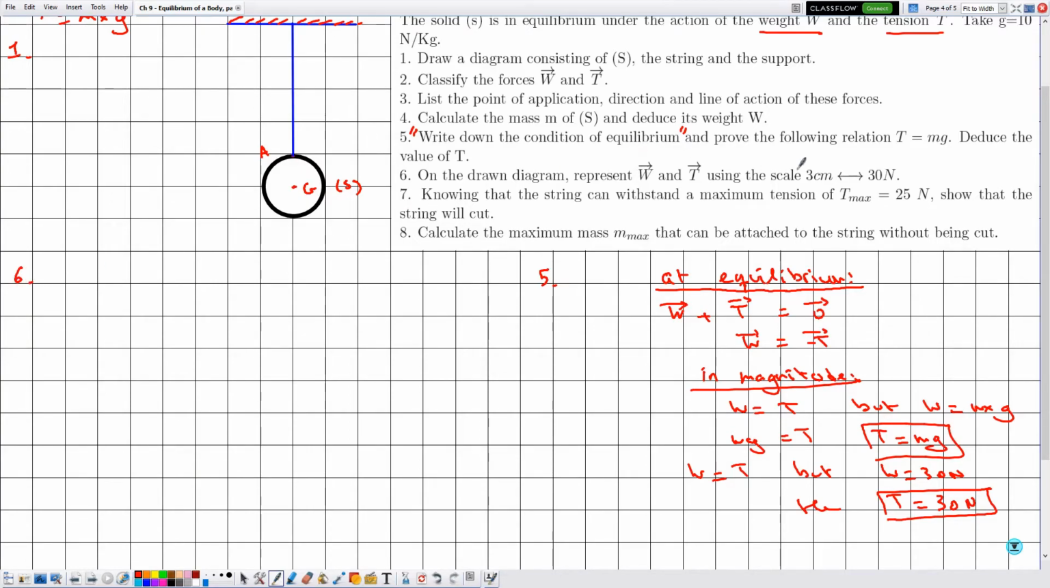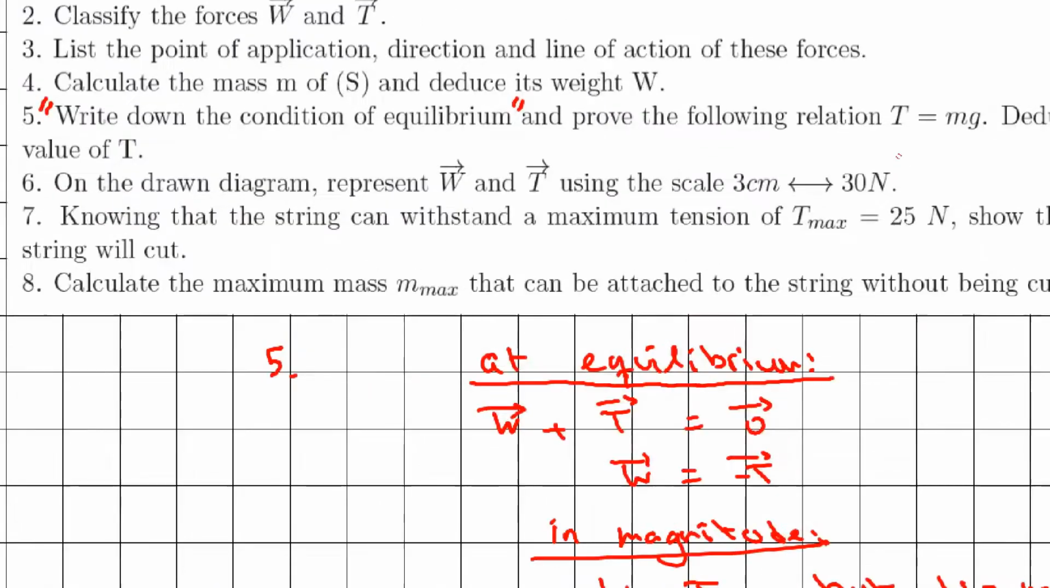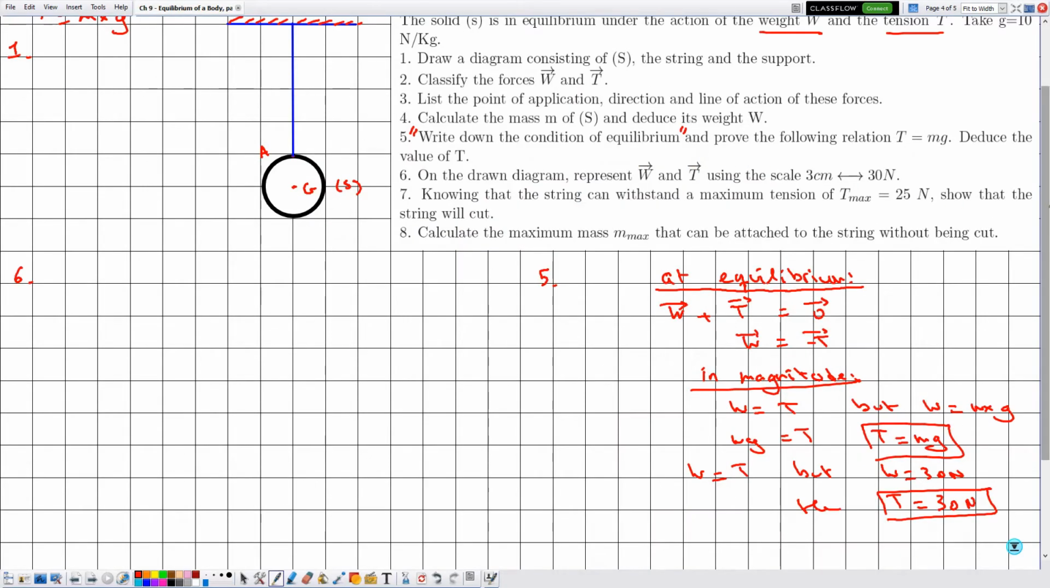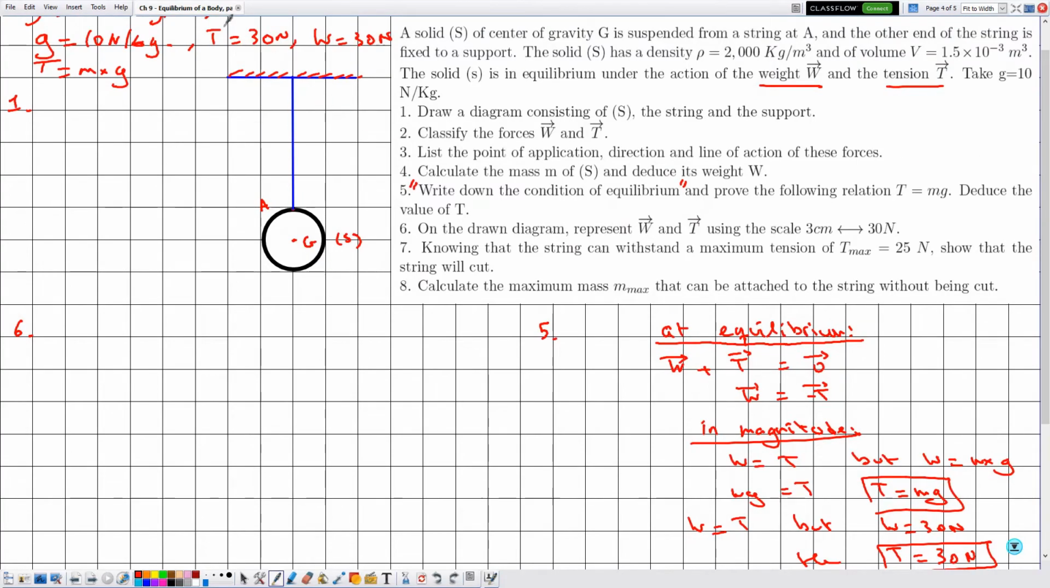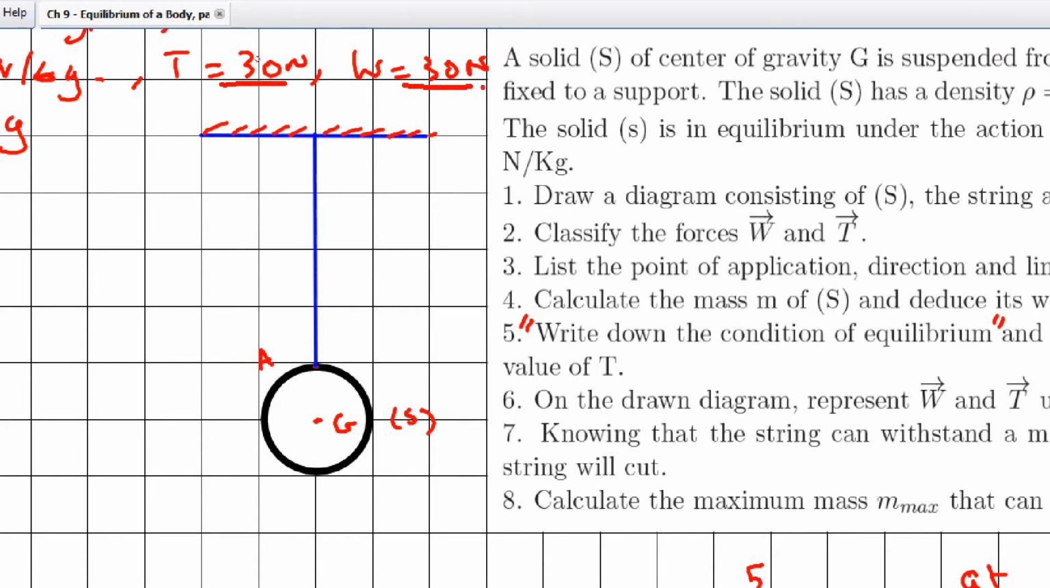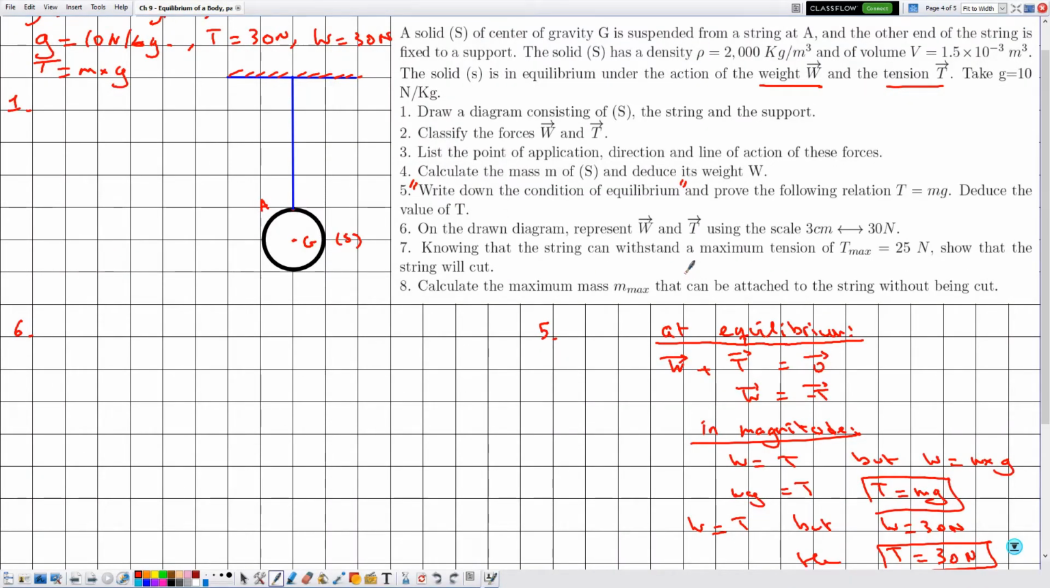Now in number 6 they are telling me on the drawn diagram represent W and T using the scale 3 centimeters 30 newtons, and by represent it means that we need to draw the forces W and T. So we have the magnitudes of these forces. In order to draw them we need to determine the length. The length can be determined using a scale.